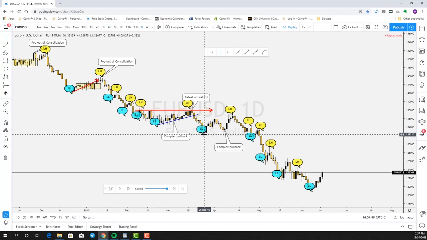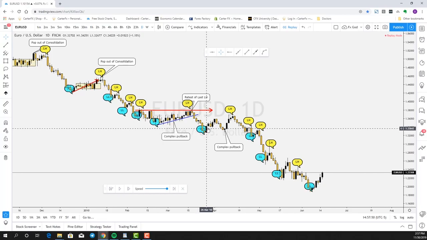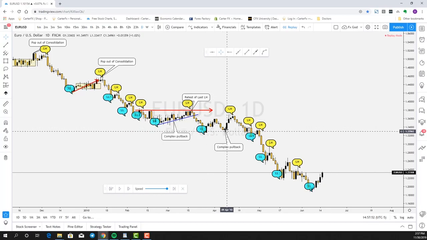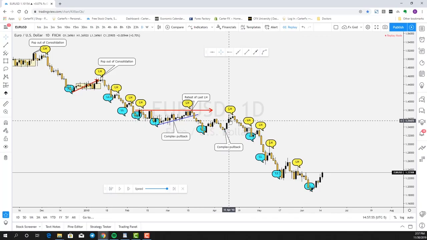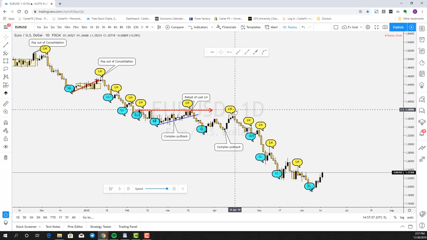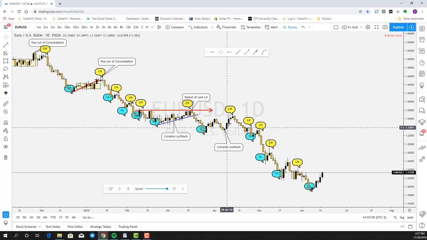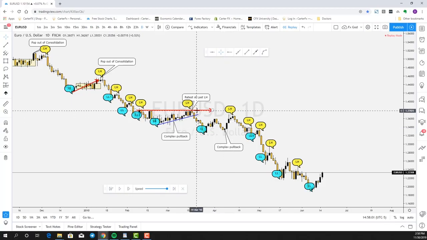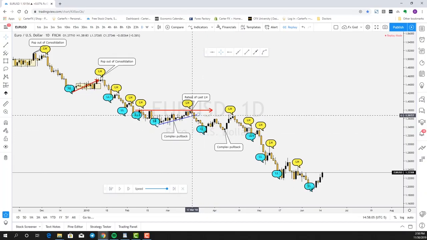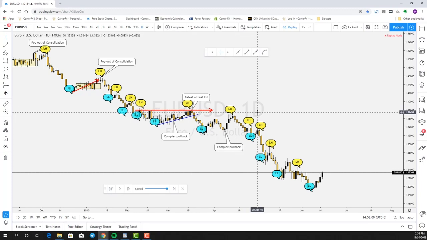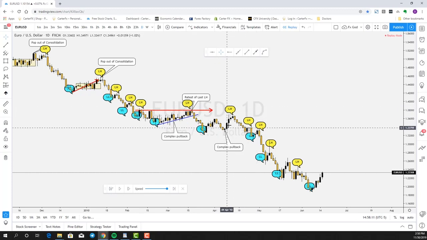From there, you can see we had another complex pullback variation. Price pushed higher. However, we did not rotate to a new low. We actually turned around and pushed even higher. So while it may look like a higher low and a higher high, once again, when we are in confirmed downtrend structure points, we are always working inside of that range until we get a confirmed trend structure switch. So in this case, we just had a complex pullback.